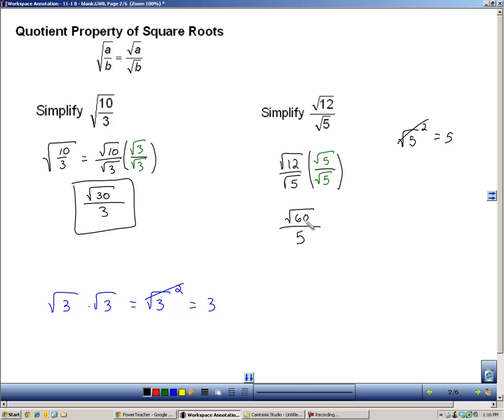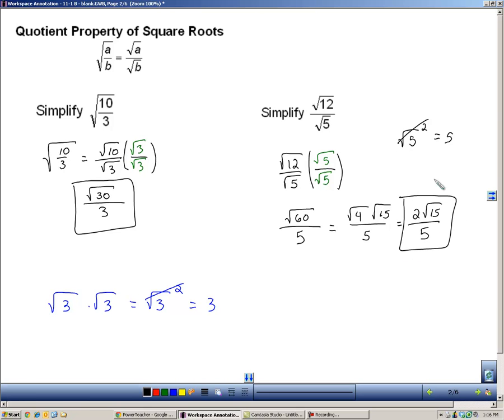Now, is there a perfect square in 60? The answer is yes. So we have to continue to simplify a little bit further. Root 60 is really root 4 times root 15. And we know that 4 is a perfect square, so the square root of 4 will be a 2. So this is 2 root 15 over 5. And that's my final answer.